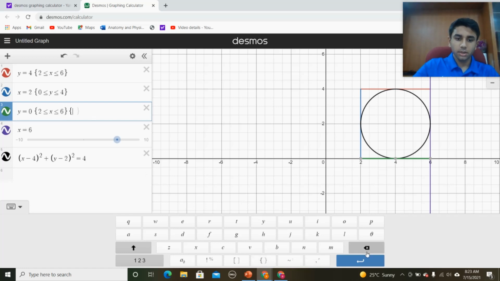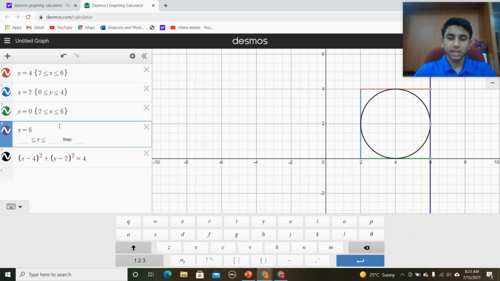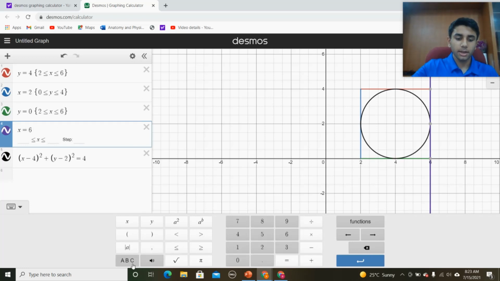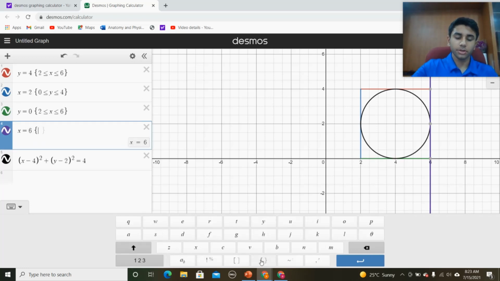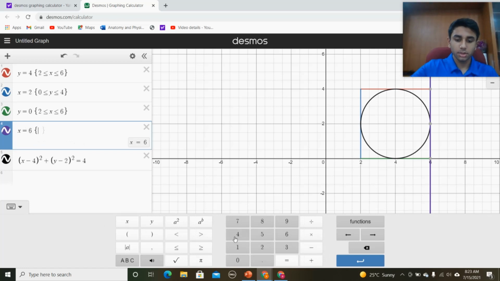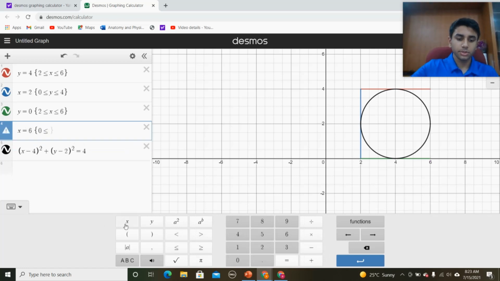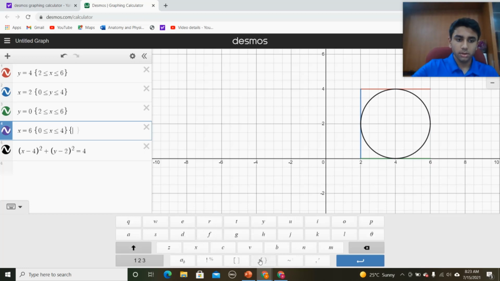All right. And lastly, for x equals 6, that's going to be our final vertical line on the right-hand side. We're going to create that soft bracket again. We put our soft bracket in that time. And then we also know that it's going to be between 0 and 4 as well to align with its opposite side. So 0 is less than or equal to x is less than or equal to 4. All right, so that'll be it for our sides of the box.